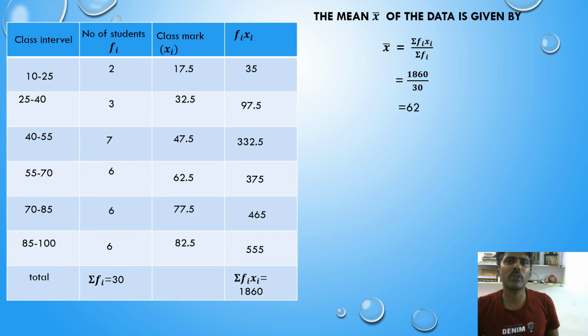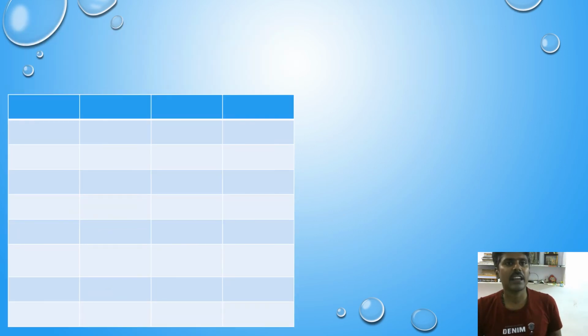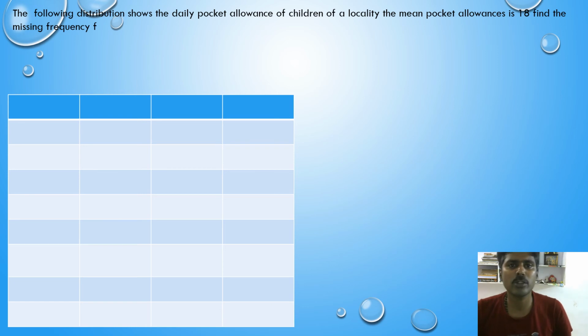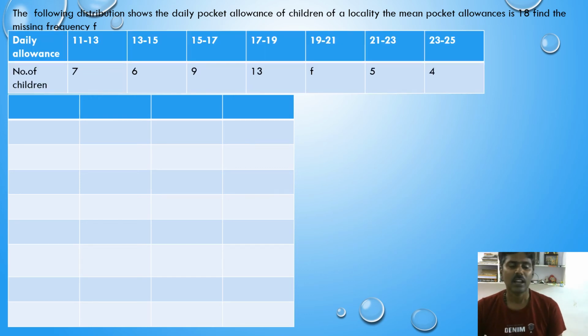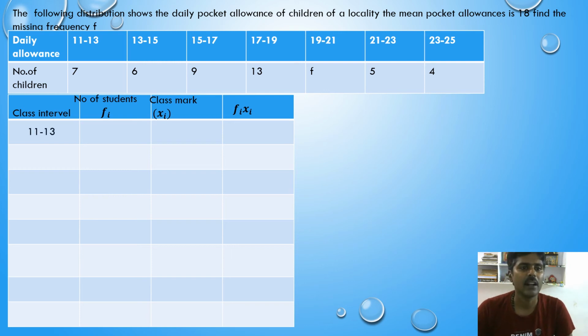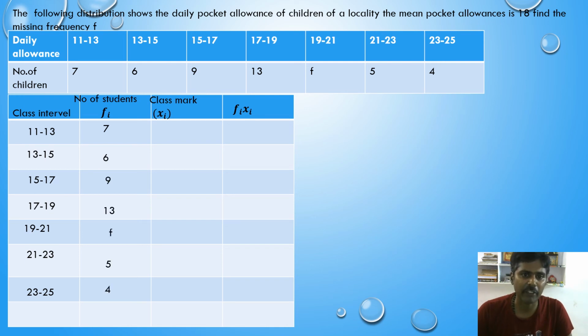Now I will explain one more example in the direct method itself. Here one more problem is given: the following distribution shows the daily pocket allowances of children of a locality. The mean pocket allowance is 18. Already the mean was given and they are asking for the missing frequency. Now the problem remains the same: I will go with class interval, number of students, class mark as xi, and their product fi xi. The class intervals are 11 to 13, 13 to 15, 15 to 17 and so on up to 23 to 25. Here you observe again the classes are exclusive and the length of the class interval is 2. Now the frequencies are 7, 6, 9, 13, f, 5 and 4.